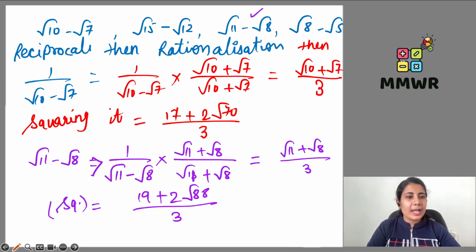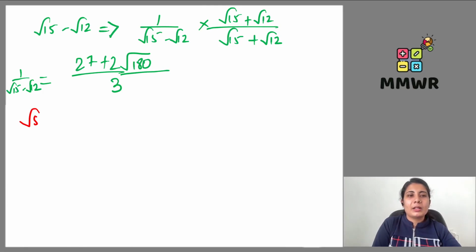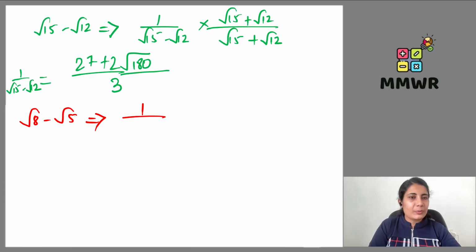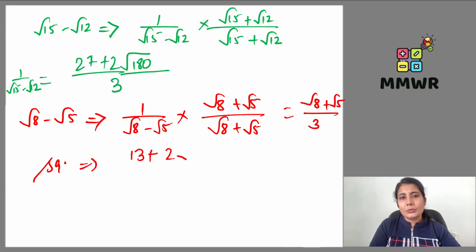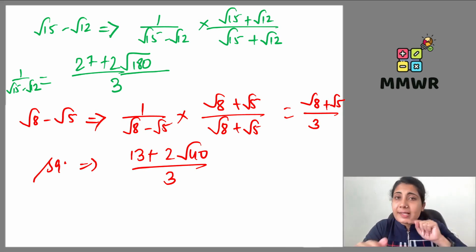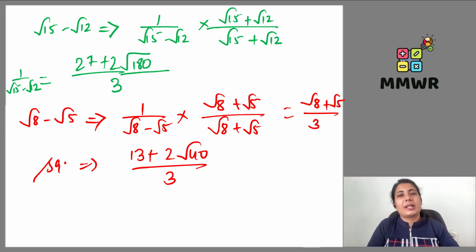Then the last fraction we have is root 8 minus root 5, which I wrote by taking the reciprocal of it, so root 8 minus root 5, and then I rationalized it, which gives me root 8 plus root 5 in the numerator with the denominator 3. Now I'll take the square here, which gives me 8 plus 5, 13 plus 2 root 40 upon 3. So I got all 4 values. But this is the value for 1 upon root 8 minus root 5.